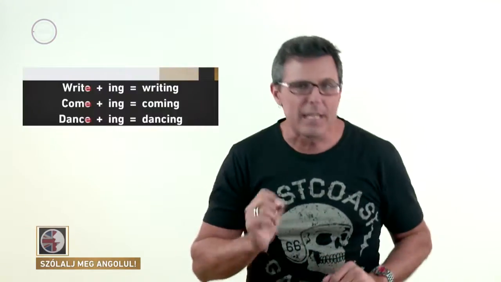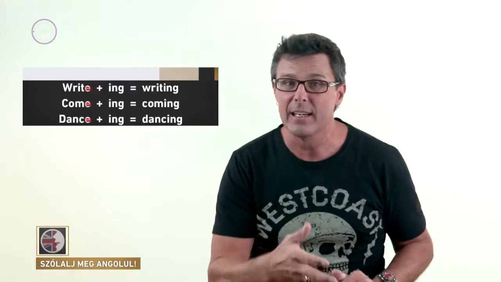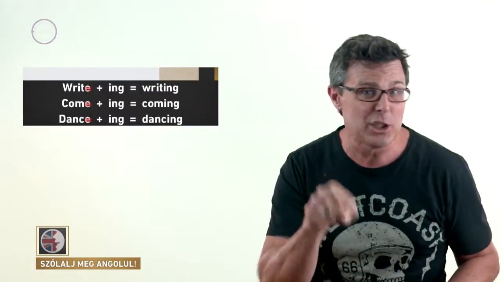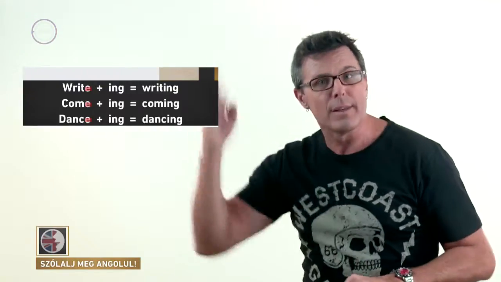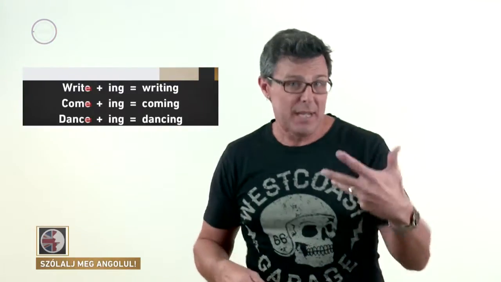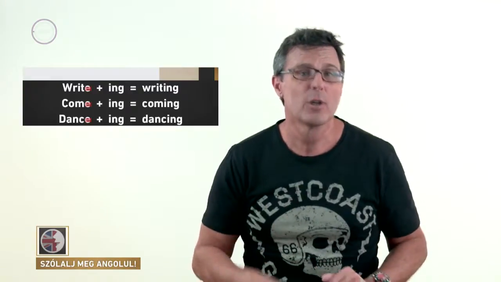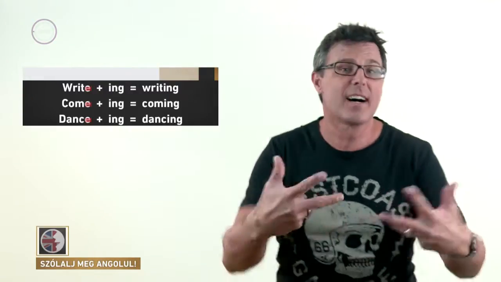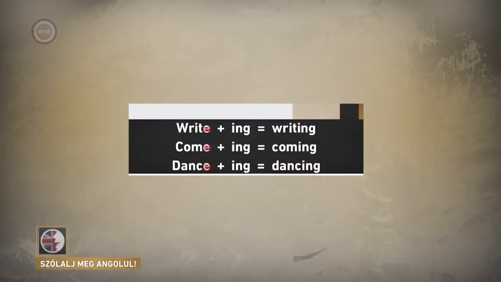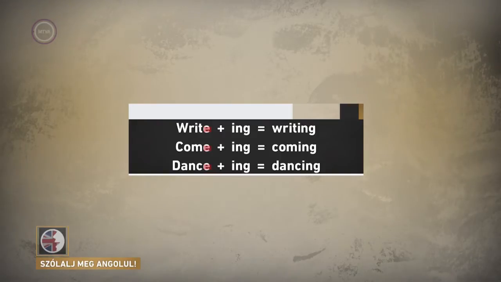Yes. When we add ing to the infinitive to make the ing form of a verb, sometimes we have to keep an eye out for spelling changes. If the infinitive of the verb ends in e, then when we add the ing ending, we have to remove the e first. This means that make becomes making, write becomes writing, and dance becomes dancing. Write plus ing, writing. Come plus ing, coming. Dance plus ing, dancing.